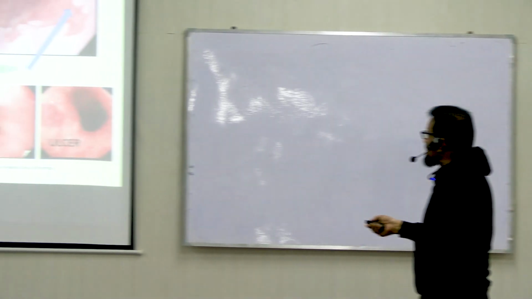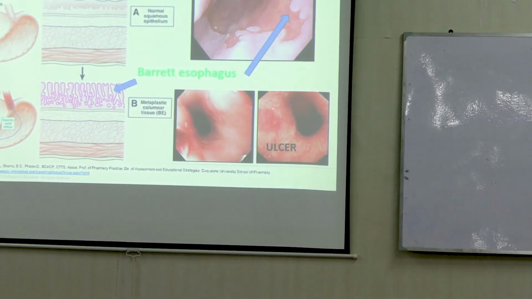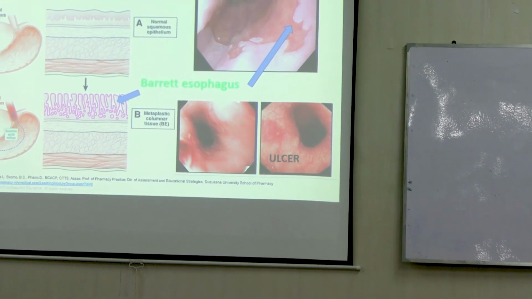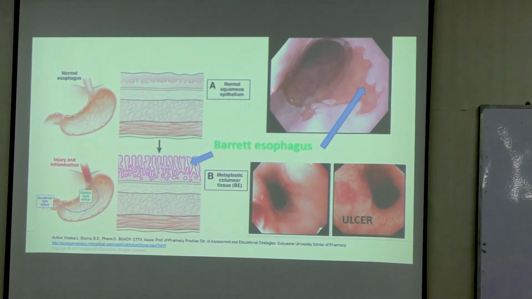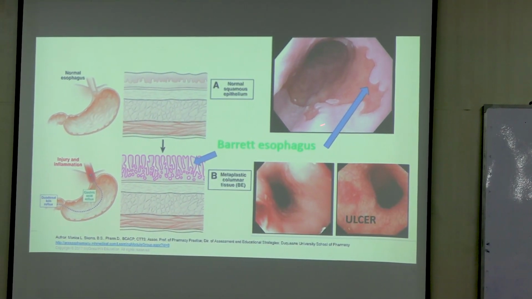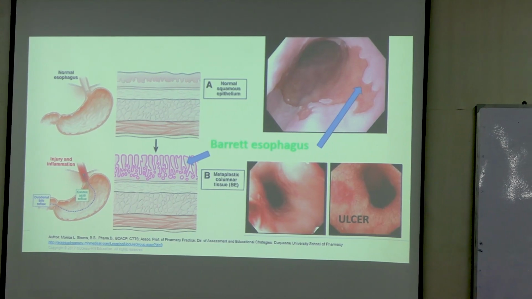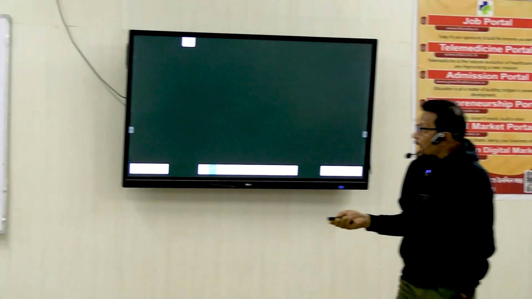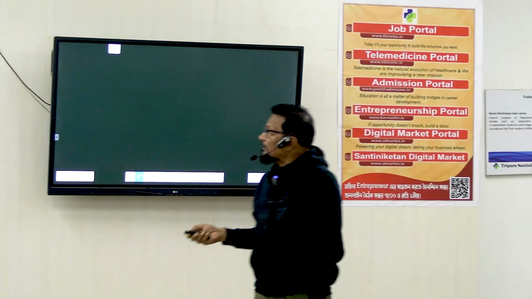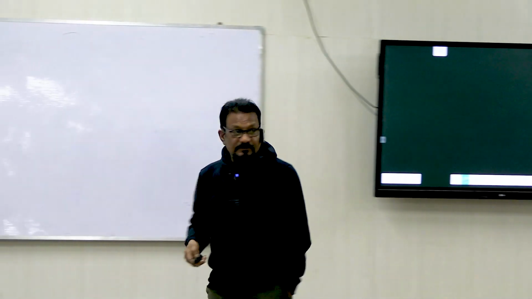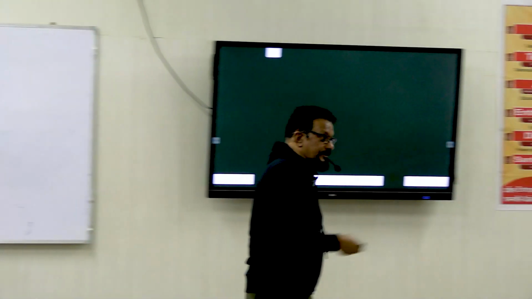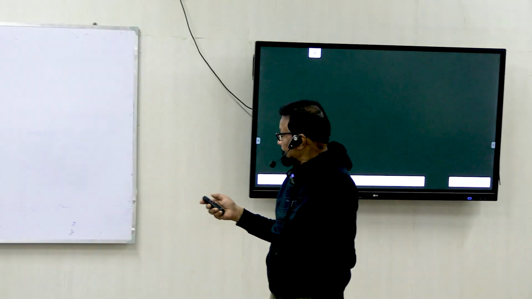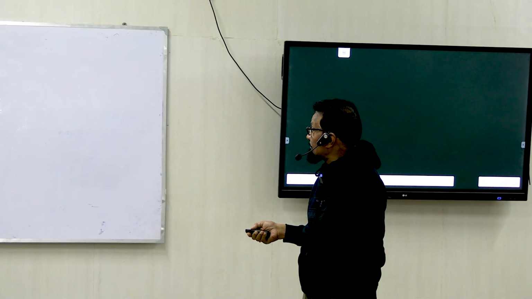So there is another complication, ulceration of the esophagus. These are the ulcerations. Okay, see the endoscopic picture. So this, see, columnar epithelium. These are the reflections. So by endoscopy you can identify and diagnose. Okay, and reflux esophagitis is because of reflux of the contents of the stomach. And these are the ulcerations, stricture.